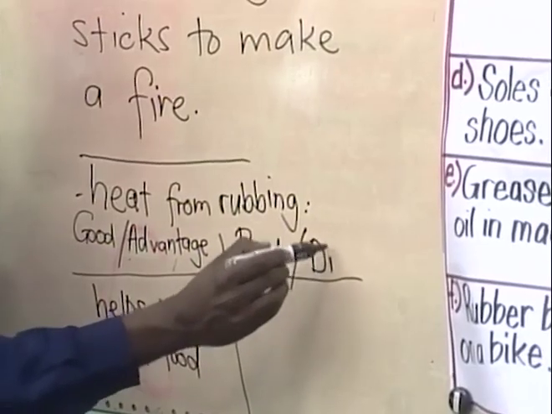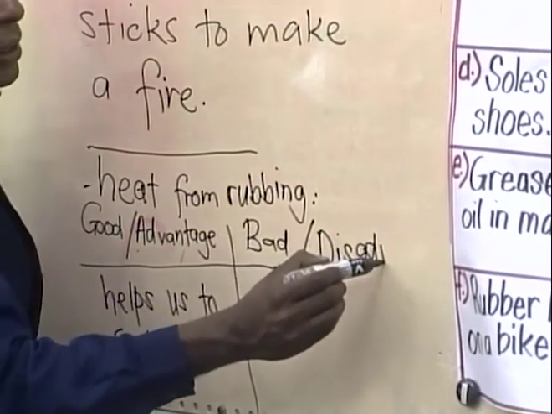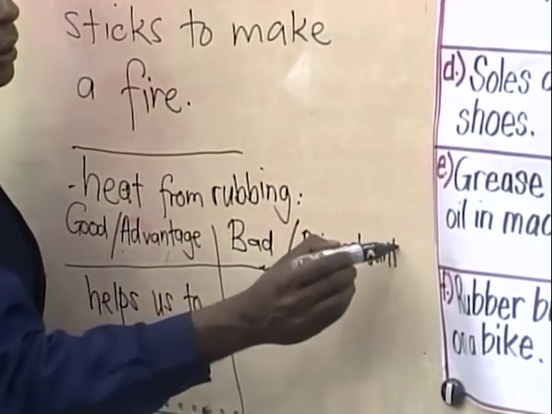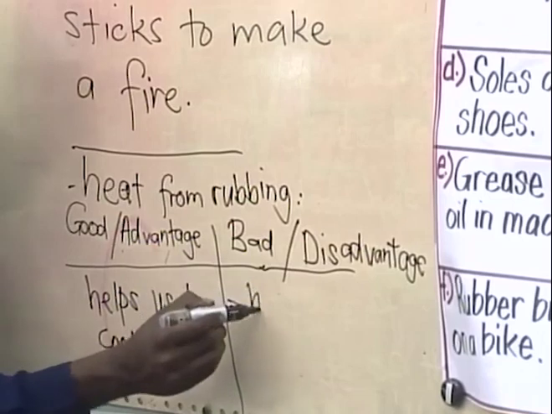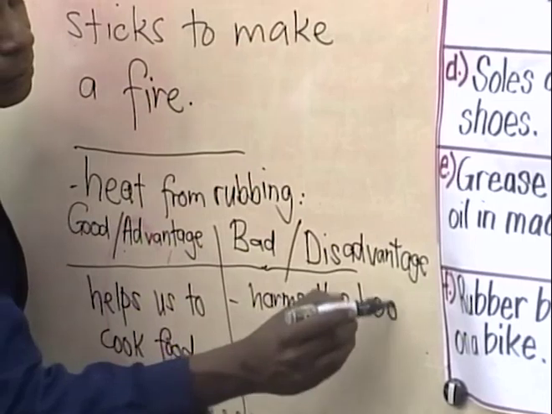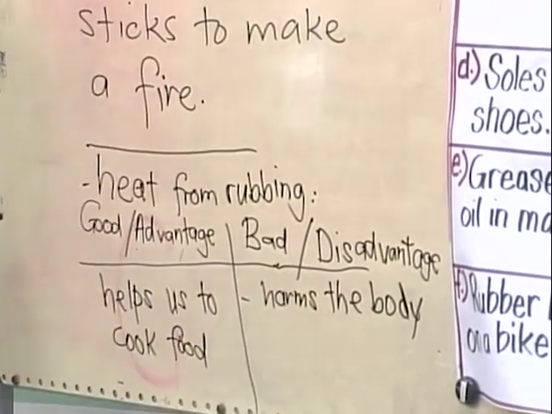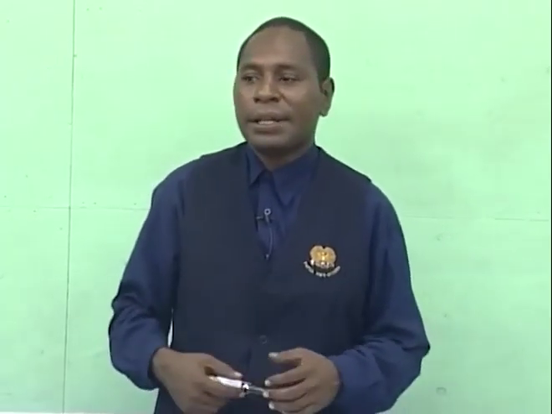Now, the bad thing, what do you think? Okay, good. Disadvantage. The disadvantage is it harms the body. It can harm your body if you are not very careful. So in this case, friction can be helpful, and it can also be harmful. Very good. Okay, let us now look at our lesson for today.